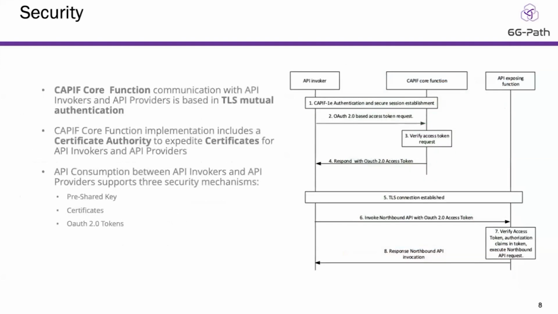About security, which is the important thing for 6G-PATH, the CAPIF core function communication with API invokers and providers is based on TLS mutual authentication. And the implementation includes the certificate authority, as I said, to issue certificates to interact with the CAPIF core function by invokers and providers. And the API consumption between API invokers and API providers supports three different security mechanisms: PSK, certificates, and OAuth.